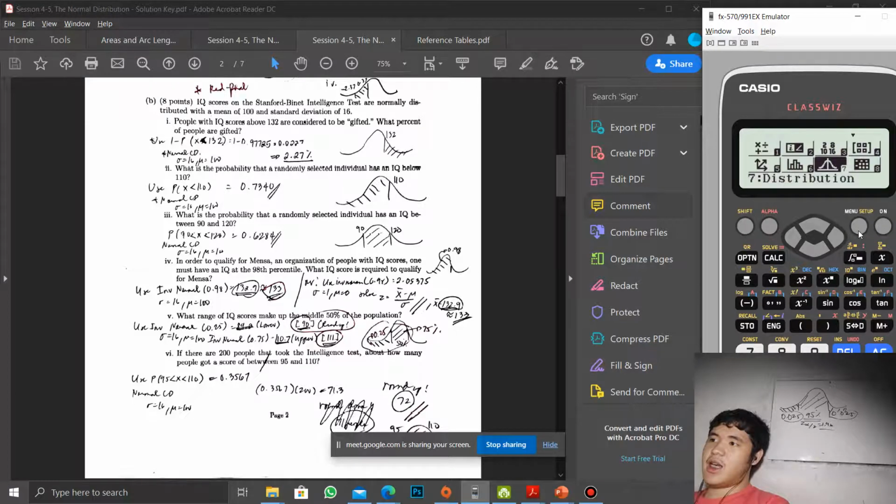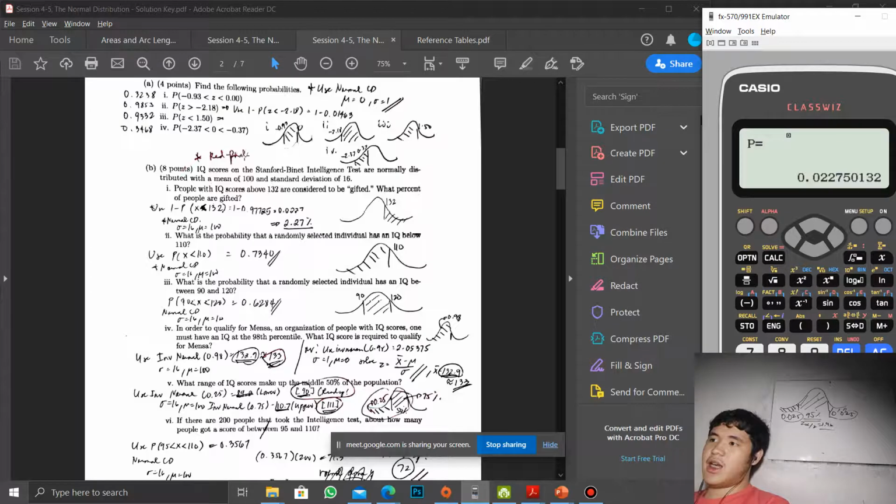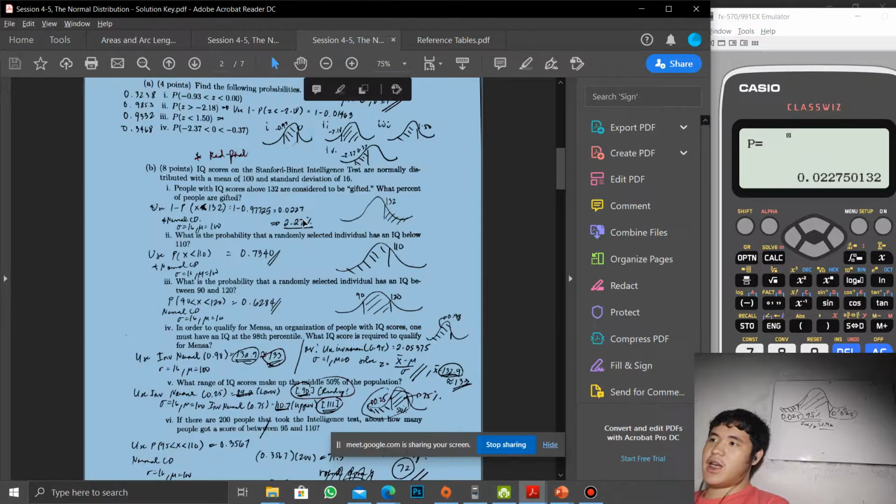So, how is that done? Let's use the normal CD. Lower is 132, upper a large number. Now, there is no sample size mentioned, so we don't use the central limit theorem here. Sigma equals 16, mean equals 100. We get 0.0227. Since we are looking for a percentage, that is 2.27%.